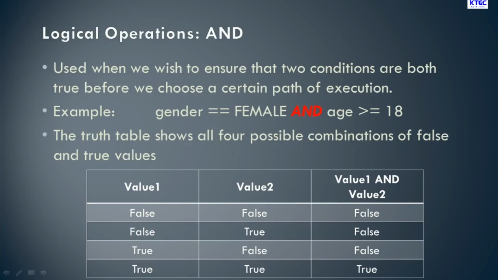Now the last one. True, true means the user is actually a female, and the age is greater or equal to 18. It's either you are 18 or you are above 18. And so this is true, and this is true, and for that matter, you are admitted. I hope I'm making sense here.